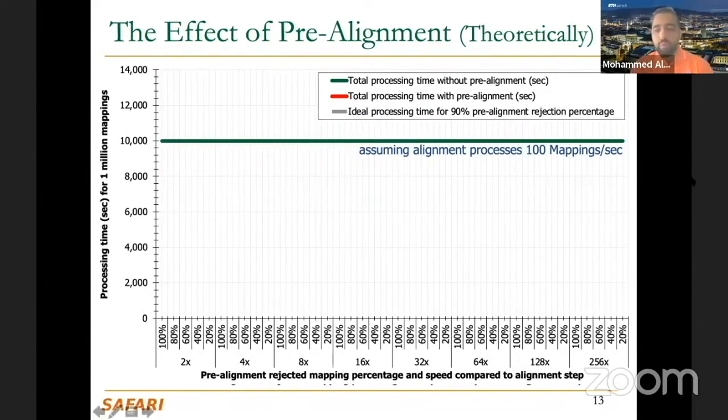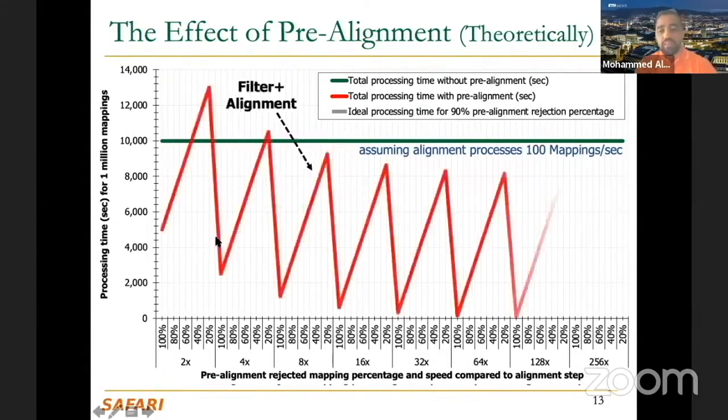Now assume we have the sequence alignment. We want to process these 1 million sequences. So we run sequence alignment and assume constant time for whatever the pair is. And then it will always take 10,000 seconds to process these 1 million mappings. Now we want to measure the time for filtering plus alignment, given that these characteristics are satisfied. For example, if we say 100%, then 100% of the pairs are rejected. So this is what we get: really a zigzag shape plot.